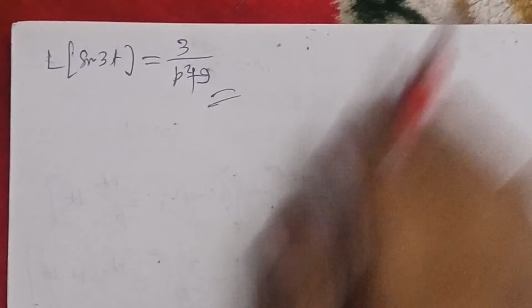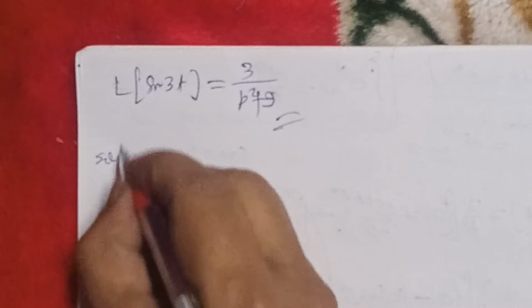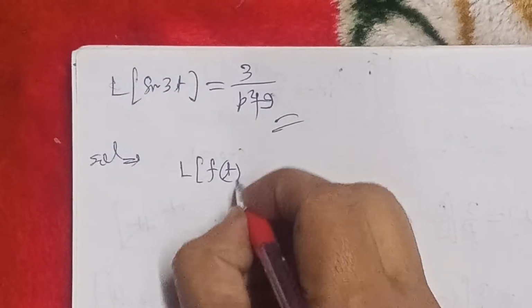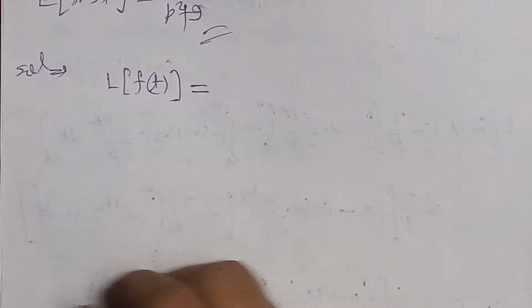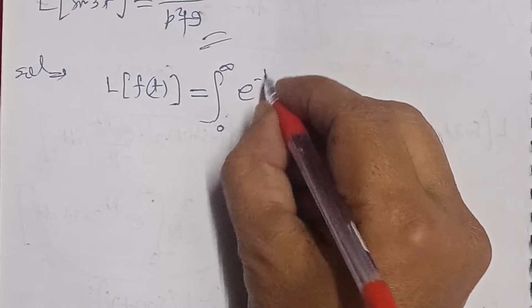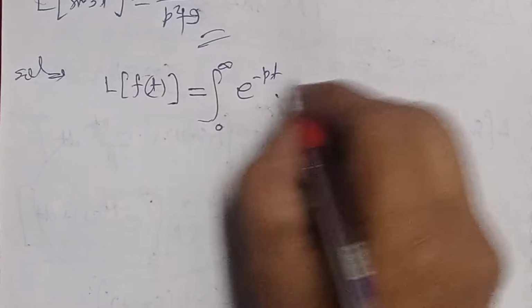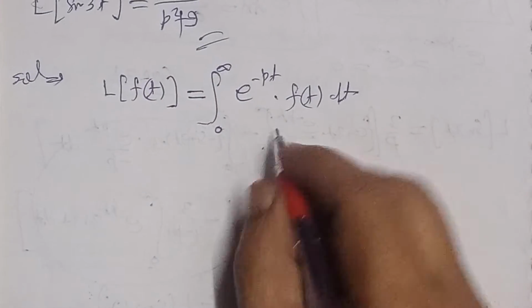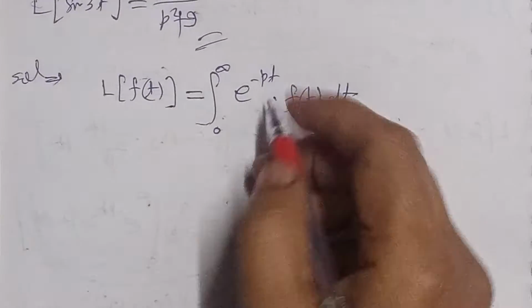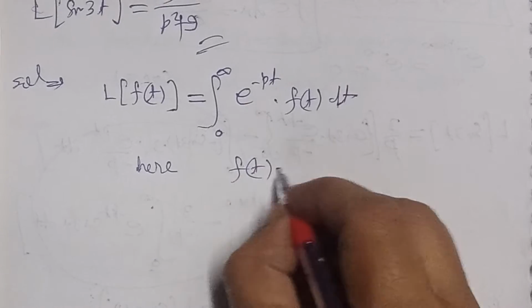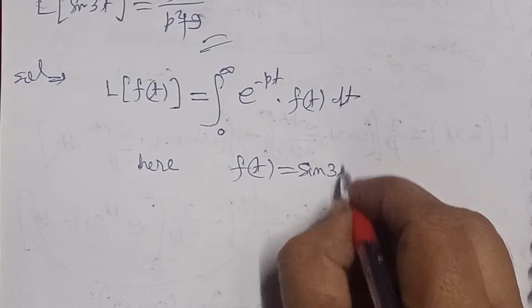First of all, we will write the definition of Laplace transform of any function. Laplace of f(t) is equal to integration from 0 to infinity e to the power minus pt. This function f(t) is written here and integrate with respect to t. Now here we are given f(t) is equal to sine of 3t.